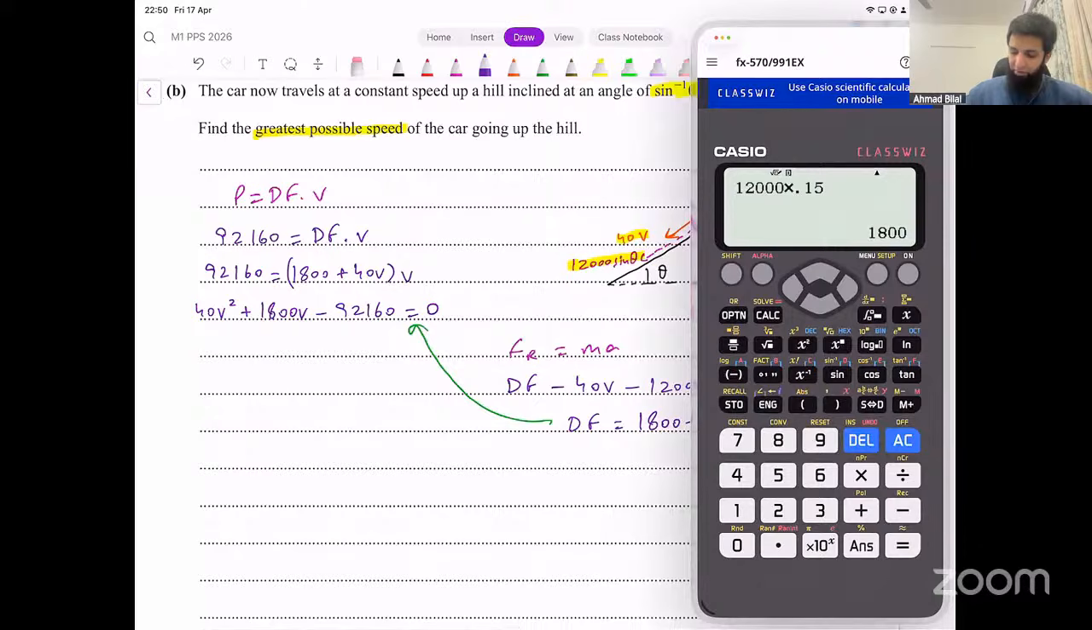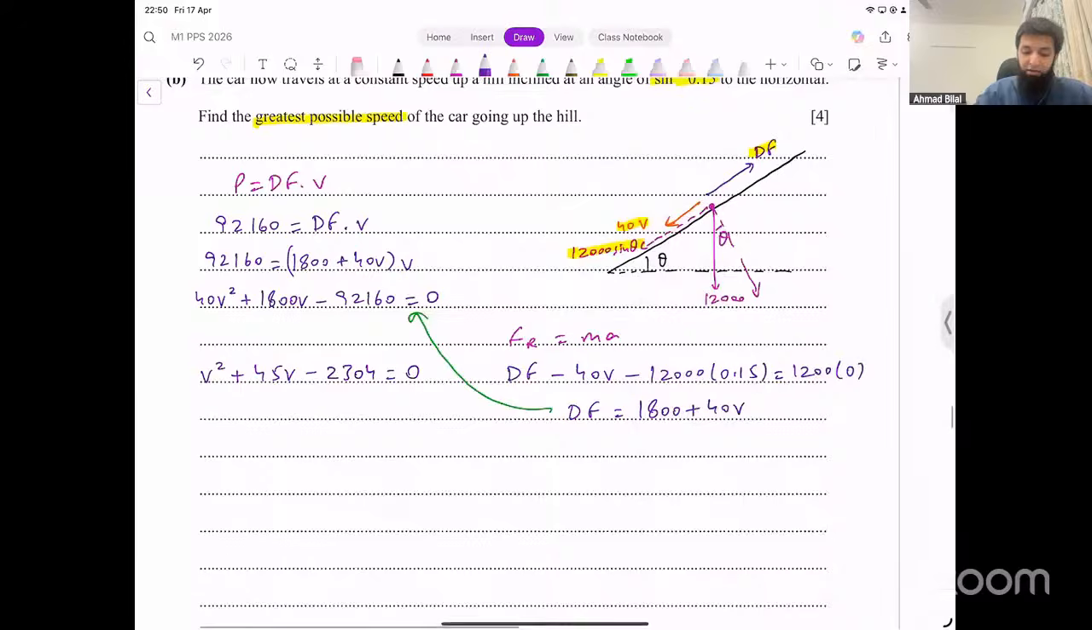Can we actually divide it by 40? 1800 divided by 40, that's 45. 92160 divided by 40, yeah, okay. So this can be simplified to V squared plus 45V minus 2304. But it's not necessary that you do it. You can input this directly in your calculator and directly in the quadratic formula.